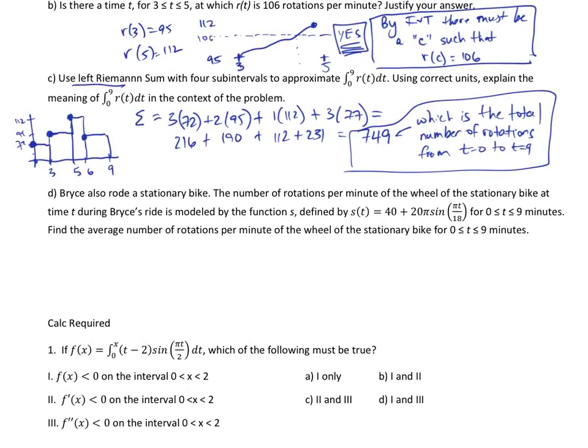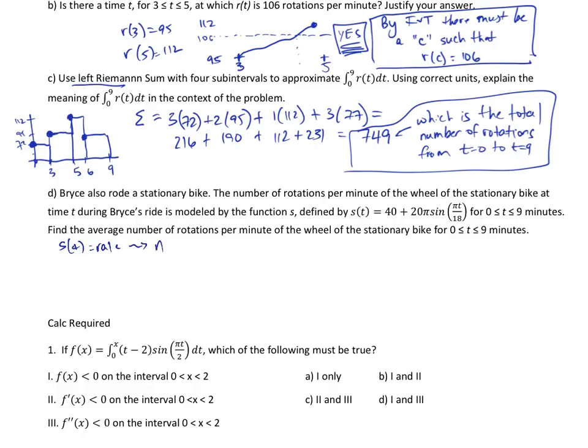Bryce also rode a stationary bike. The number of rotations per minute of the wheel during his ride is modeled by that. Find the average number of rotations from 0 to 9. Okay, so what we're looking for here, we know that S of t is the rate that they've given us. So they've told us that this is our rate.